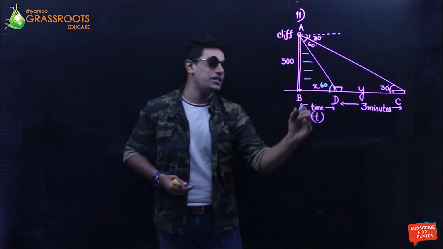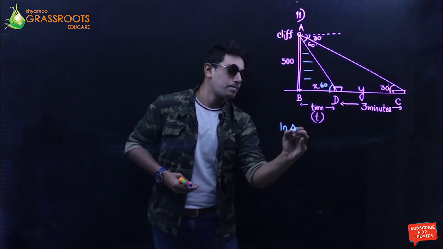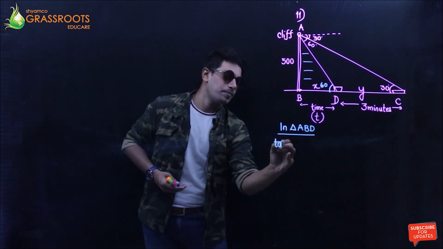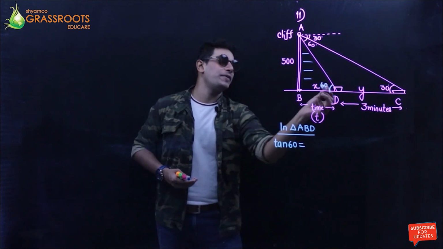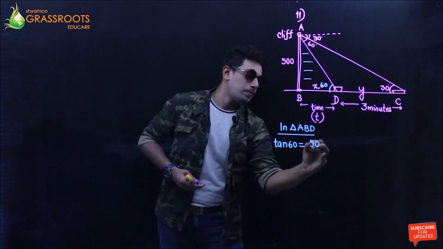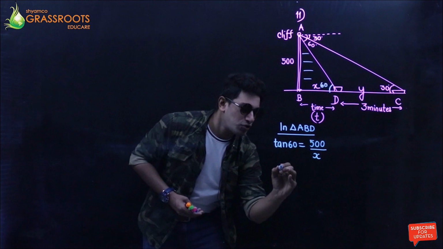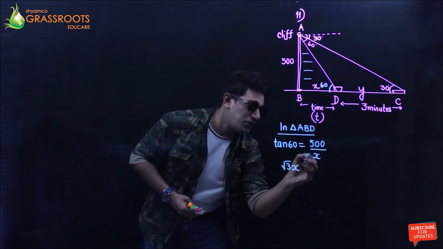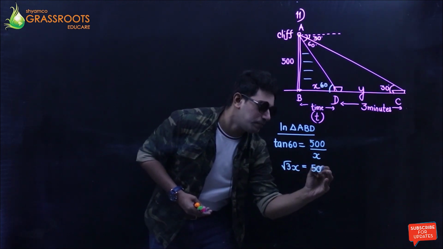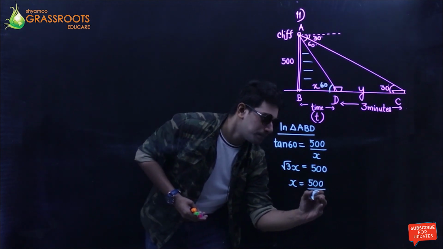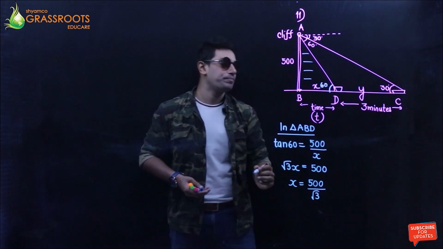In triangle ABD, I can say tan 60 is going to be opposite upon adjacent. Adjacent is X. So this is going to be root 3 X cross multiply is equals to 500. So X will be 500 upon root 3. Chuck it for the moment.